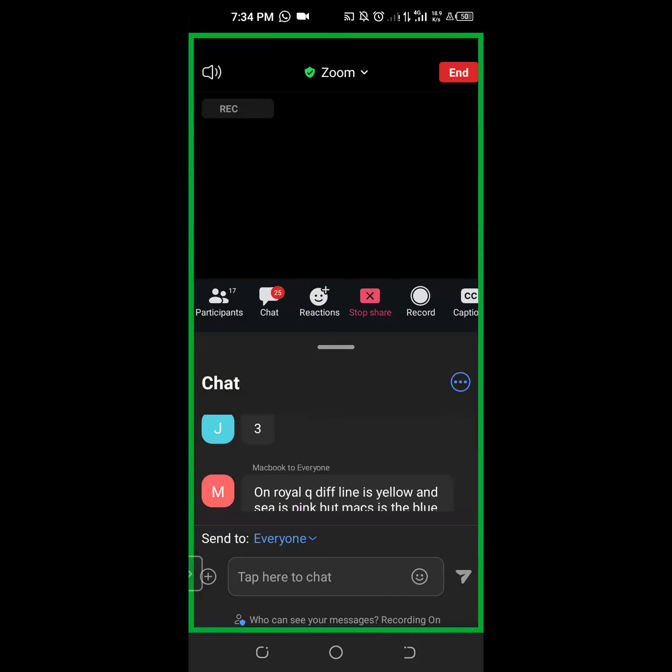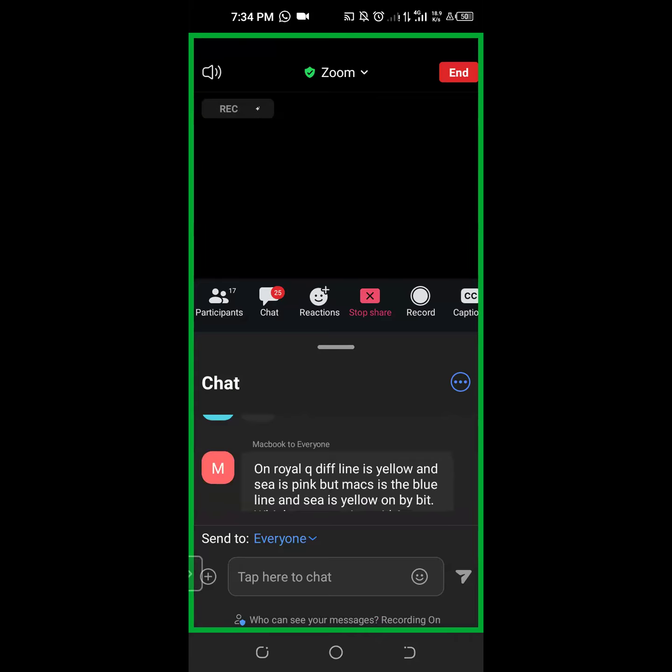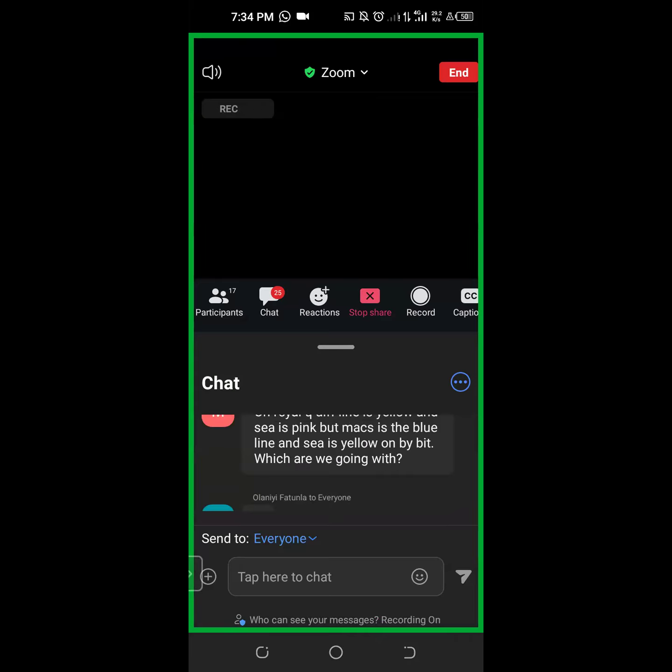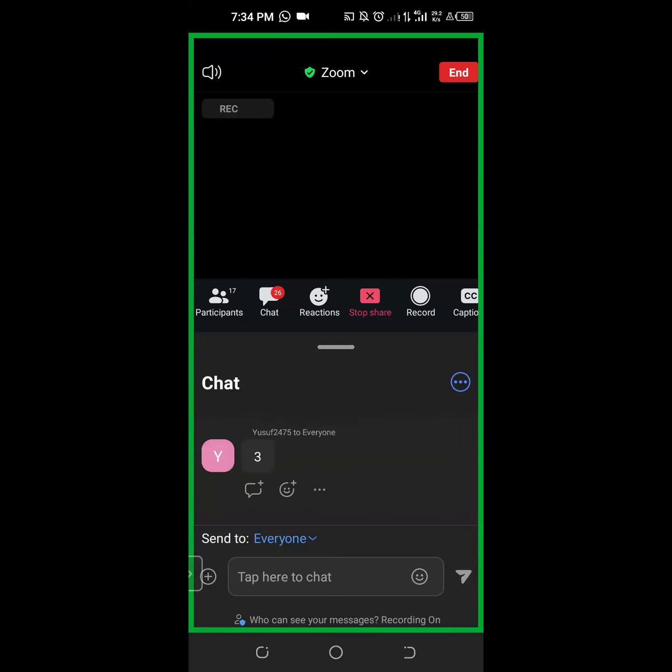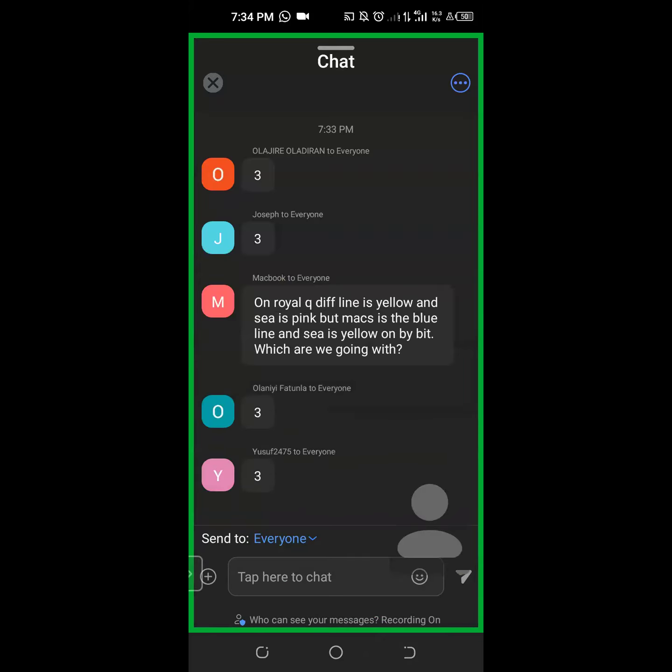Yes, it's different on RoyalQ. I don't have another color to represent it. That's why I'm using the available color to represent it.